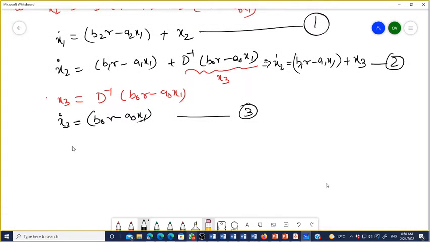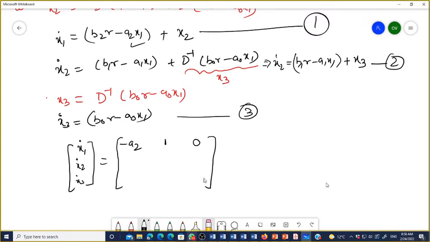Please tell me, x1 dot, x2 dot, x3 dot equal to, what will it be? What is the matrix? So minus a2, then plus 1, 1, then 0, 0, right? And it will multiply x1, x2, x3, and plus b2 r. This is the b2. Very good, very good.